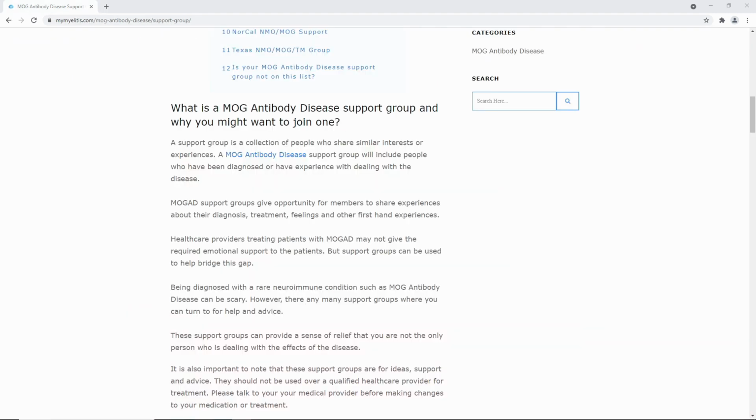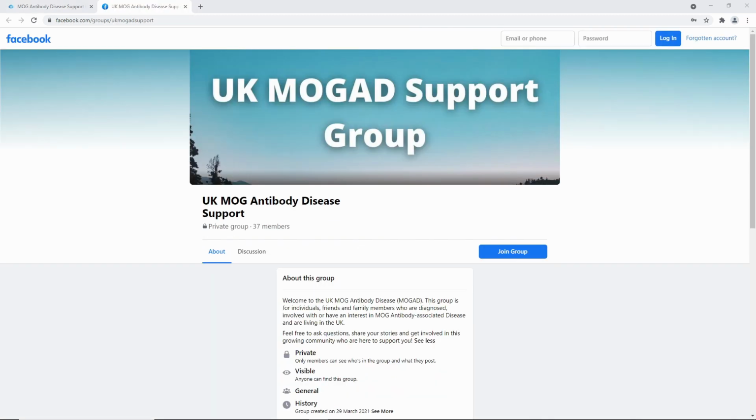So the next set of groups I'm going to be talking about are location groups. These groups are based on the location of its members and can be useful to join to learn about events, recommendations for healthcare providers, and extra support from people who are in your area. So the first locational group that I'm going to be talking about is the UK MOGAD support group. And this is a group specifically for patients, carers and interested parties within the UK.